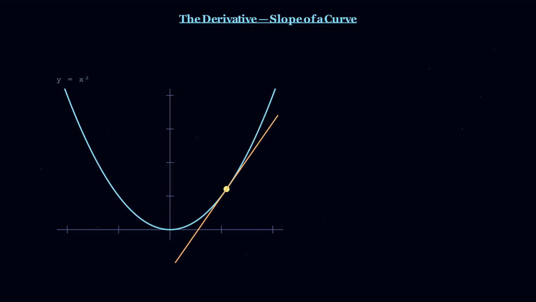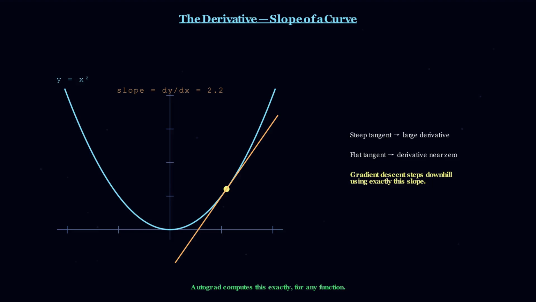The derivative is just the slope of a curve at a single point. Take any curve, say y equals x squared. At any point on that curve, you can draw a straight line that just touches it, the tangent line. The steepness of that tangent line is the derivative. Steep tangent line, pointing up, large positive derivative. The function is increasing fast. Flat tangent line, derivative near zero. You're near a minimum or maximum.